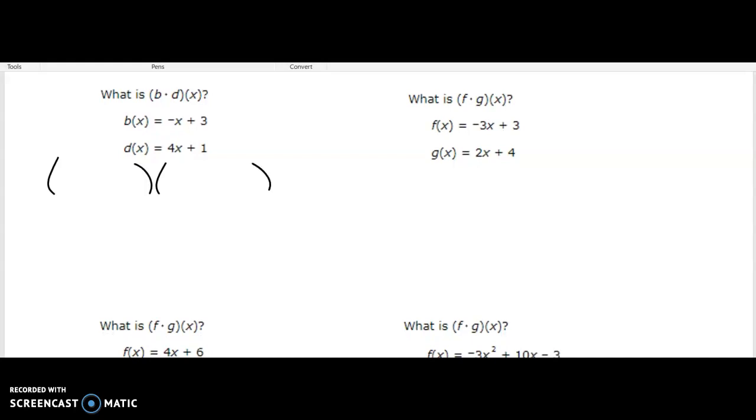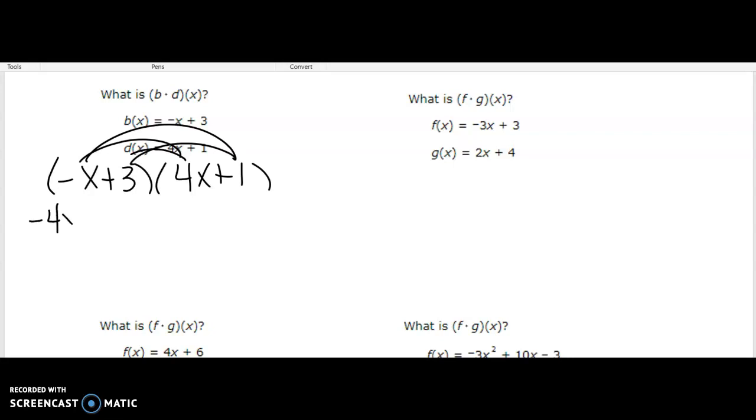B times D, negative x plus 3, 4x plus 1. We're going to distribute. We're going to FOIL. We're going to multiply. So negative x times 4x would be negative 4x squared. Negative x times positive 1 would be negative 1x. 3 times 4x would be 12x. 3 times 1 would be 3.